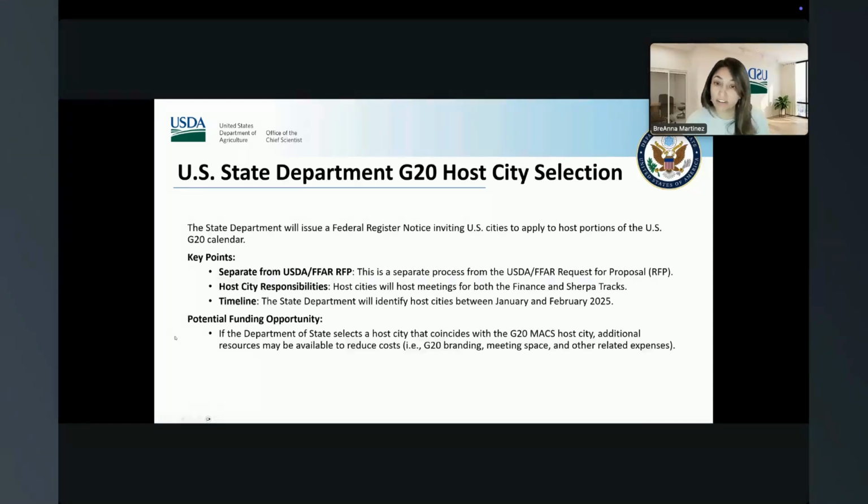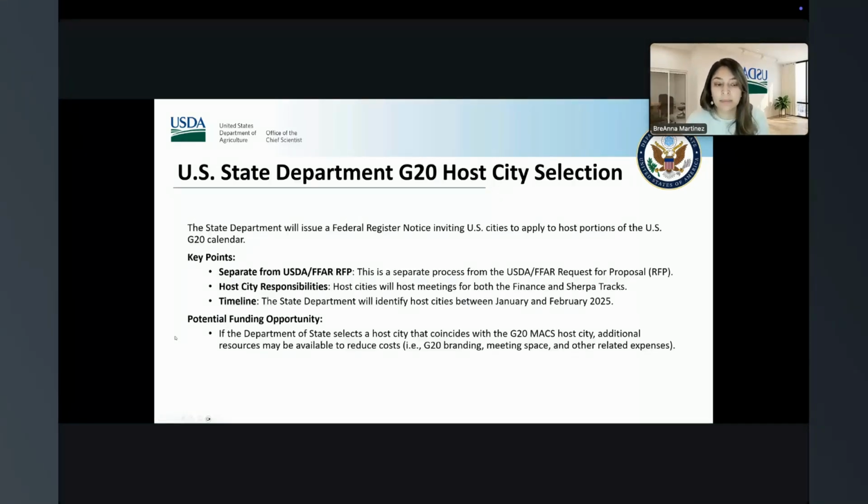Key points that we want to hit here. This particular RFP is separate from the U.S. State Department's host city selection. Host city responsibilities: these host cities will host meetings for both the finance and the Sherpa track, and on the timeline, they will be identifying those cities between January and February of 2025. So we are a little bit ahead of the State Department.